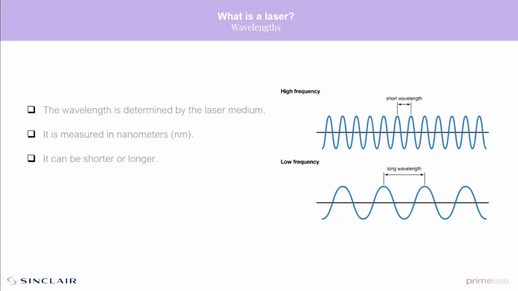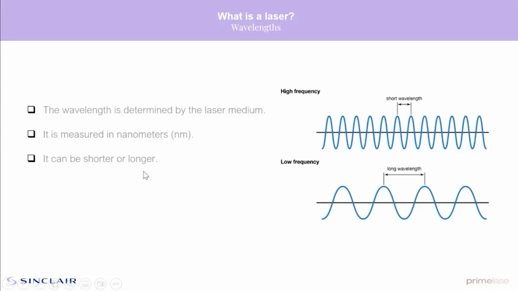Wavelengths are really important when talking about laser. The wavelength itself is determined by the laser medium. If you want to go deeper into this topic, you can search about it, but there are different lasers on the market. Some are solid-state lasers, others are liquid, and others are gas. So they all emit different wavelengths.